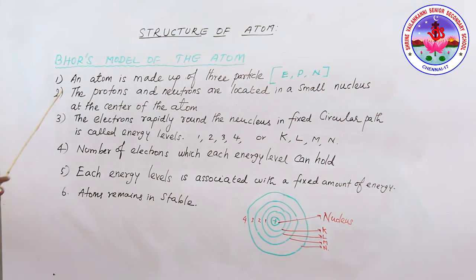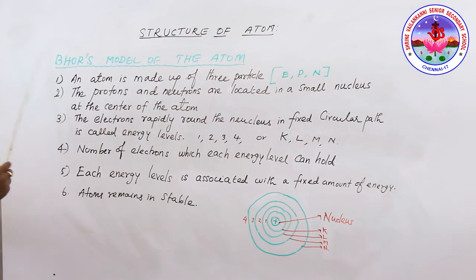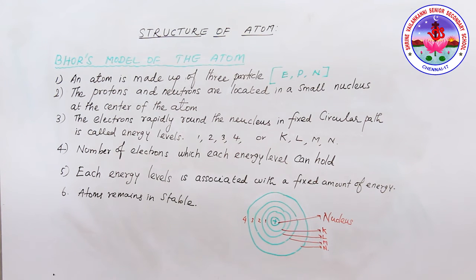Yes, students. The next model of the atom is Bohr's model of the atom. Here some of the postulates are discussed one by one. An atom is made up of three particles. Students, you know very well the fundamental particles of an atom are the electron, proton and neutron. The electron has a negative charge, the neutron has no charge, and the proton has a positive charge.